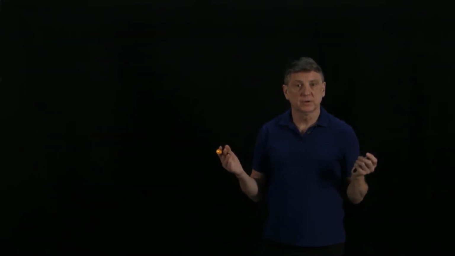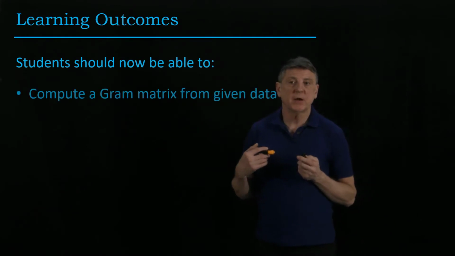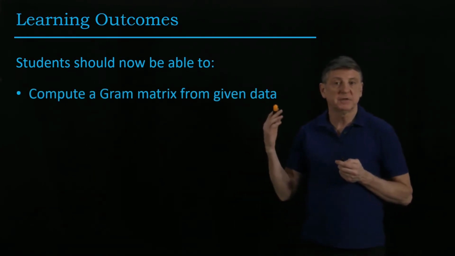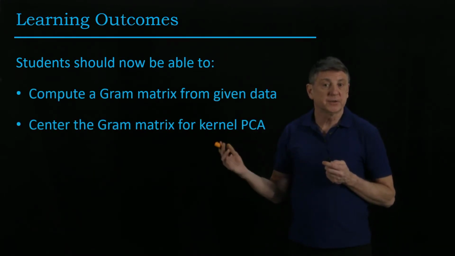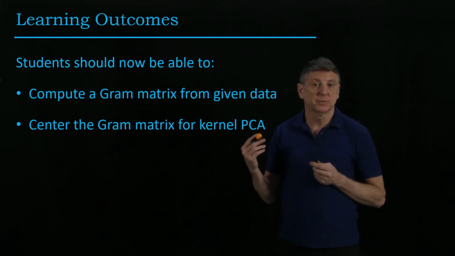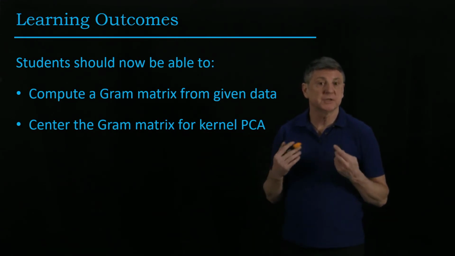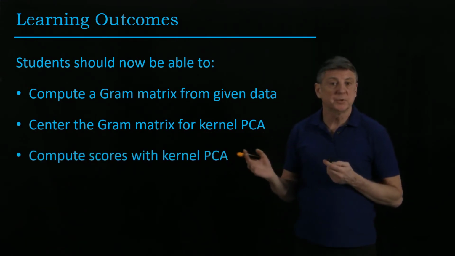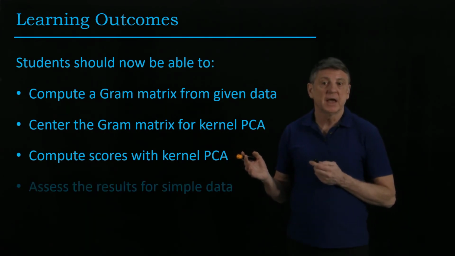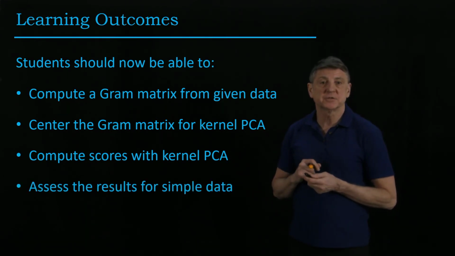So, what have we learned in this lecture? Well, we're now able to compute a gram matrix from given data. We can center that gram matrix for the purpose of kernel PCA using a centering matrix. We can compute scores using kernel PCA, and we can now assess the results using simple data.